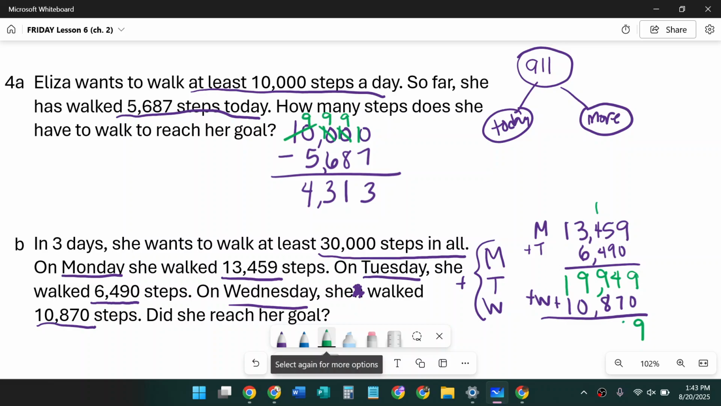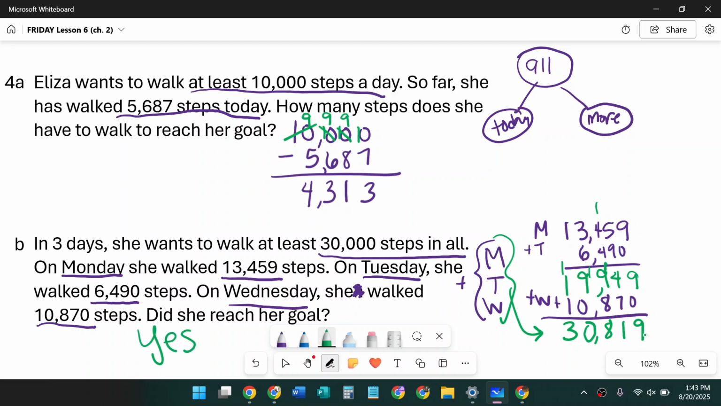9, 4 plus 7 is 11. That means I have 1 to regroup. 9 and 1 makes 10, plus 8 is 18. 9 and 1 makes 10, and then I have 3 ones. All right, so when I added Monday plus Tuesday plus Wednesday, that's what that is. Is that at least 30,000? Yes, so the answer to the question is not the number, but just the word yes.